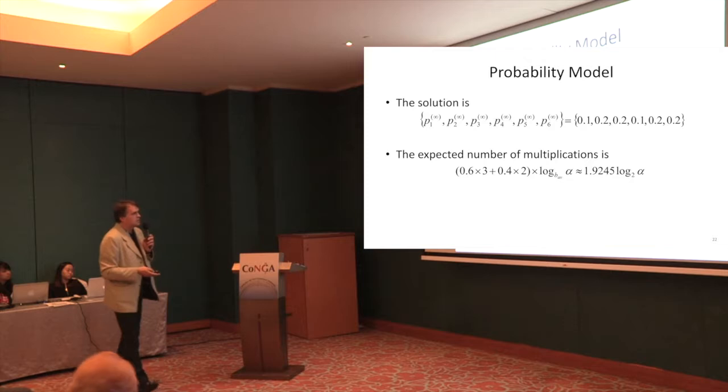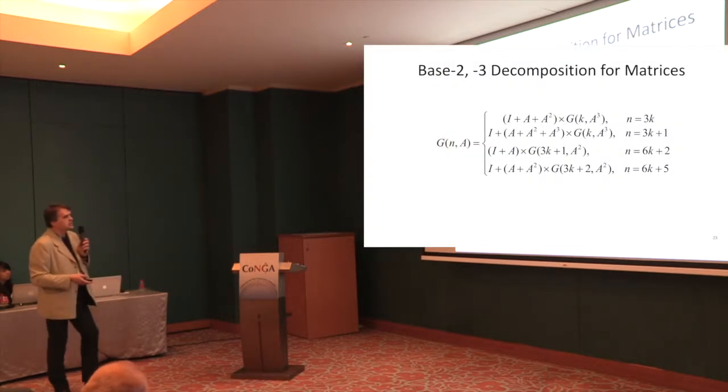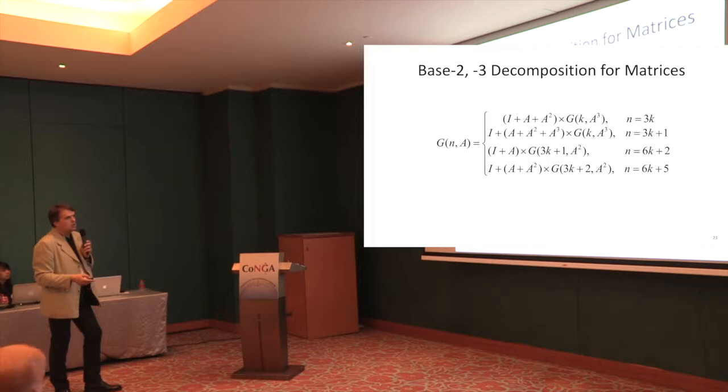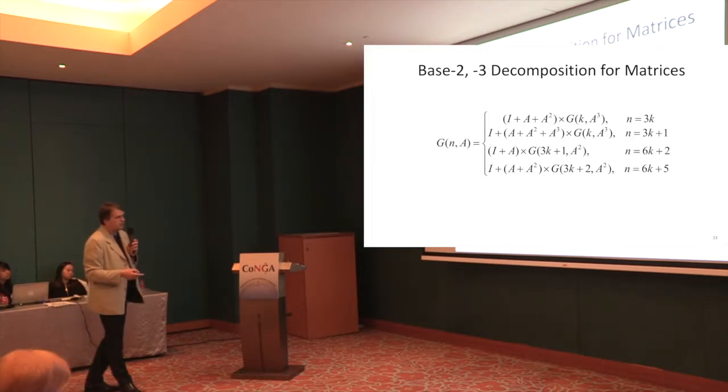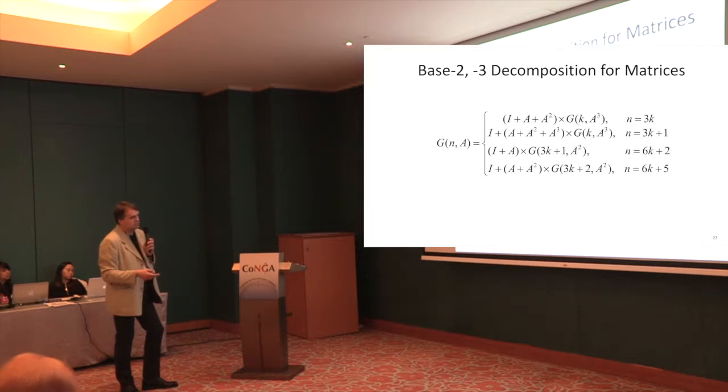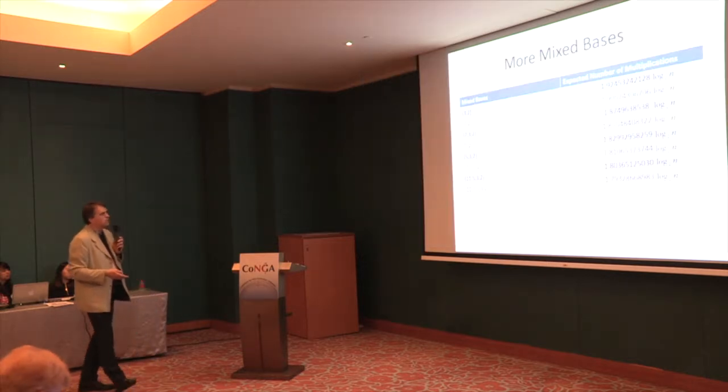Okay, so here is the same thing for the matrix decomposition. We apply exactly the same formula, modulo 6. Basically, if the number is divisible by 3, we apply this formula. If it is 1 modulo 3, we apply the ternary algorithm, and if it is 2 modulo 6, we apply one of the formulas for the binary base, and otherwise the second formula in the base 2 decomposition.